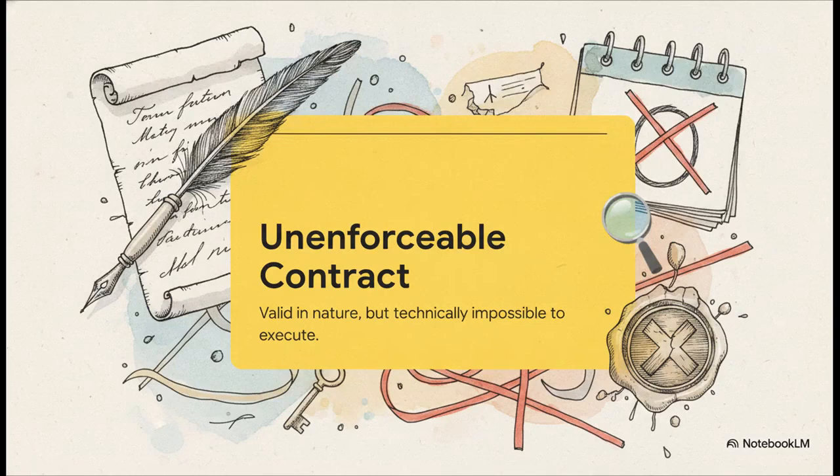Finally, it's a bit heartbreaking but true. An unenforceable contract is totally valid in its core nature, but a mere technical defect makes it impossible to carry out in court. Imagine having a completely perfect agreement, but a missing signature or a wrong date means the law literally cannot enforce it. It's tough, but details matter.